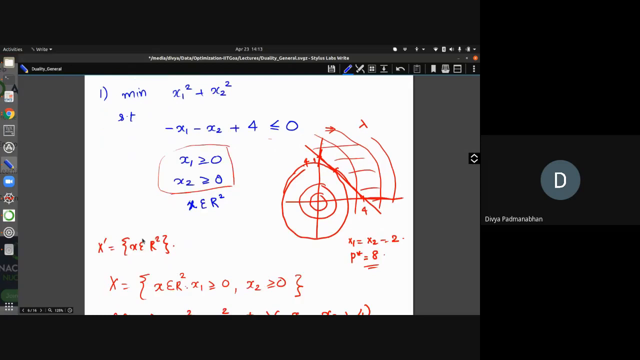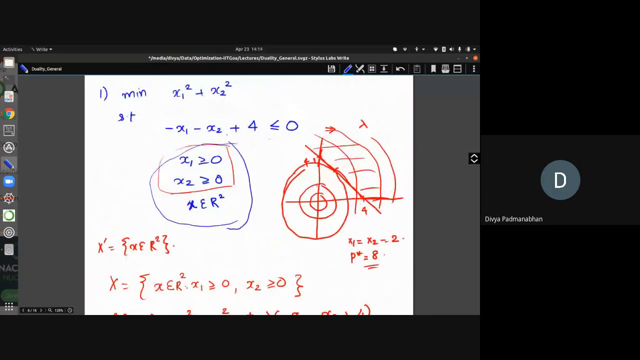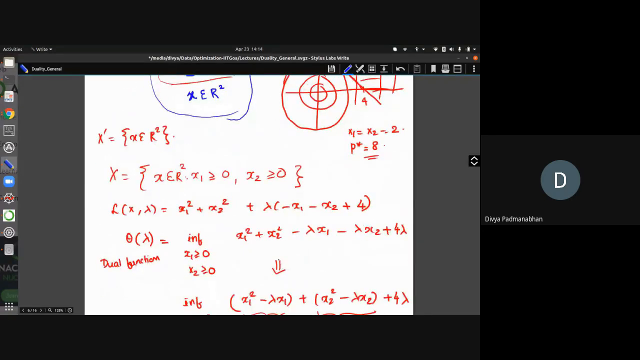Now, you have this flexibility in terms of choosing this X. What we did yesterday was we took this whole region, all these inequalities, x1 greater than or equal to 0 and x2 greater than or equal to 0, and absorbed them into the set X. So when we wrote the Lagrangian, we had multipliers only for this constraint, and that was lambda, and that's how we proceeded.